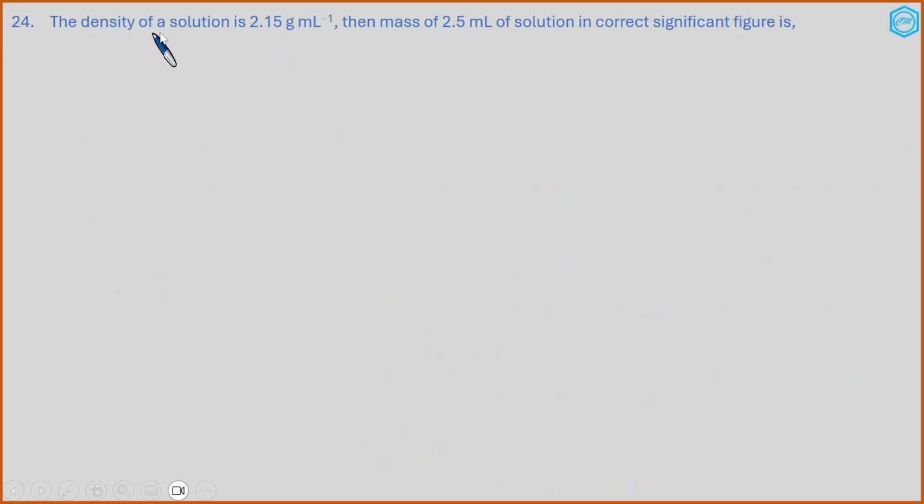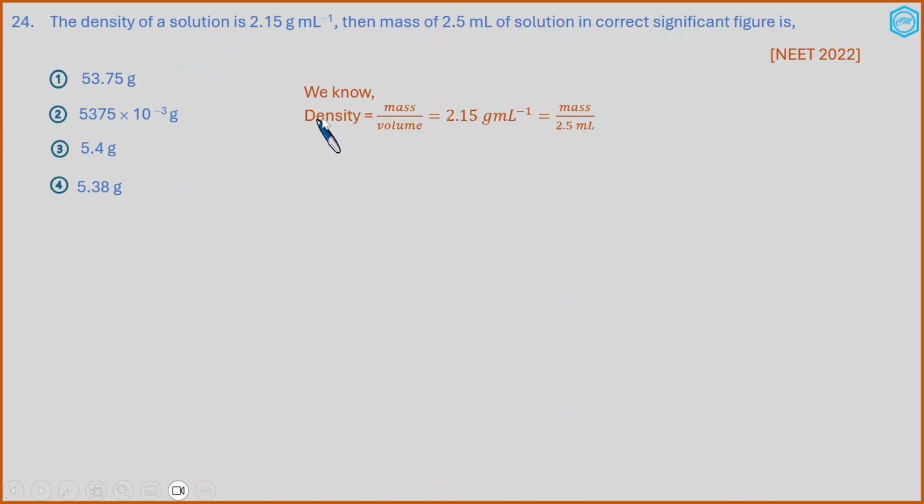Question 24. The density of a solution is 2.15 gram per ml. Then the mass of 2.5 ml of solution in correct significant figures is option 1, option 2, option 3 and option 4. Since density is given, we have to calculate the mass. We know density is equal to mass by volume, and density is given as 2.15 gram per ml. That is mass by 2.5 ml. Volume is 2.5. So mass is equal to density into volume, 2.15 gram per ml into 2.5 ml.